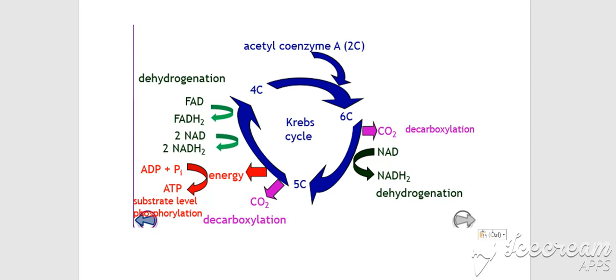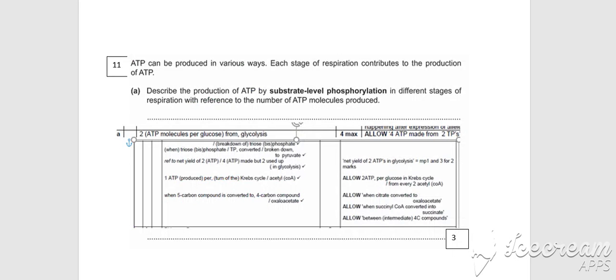A molecules. Substrate level phosphorylation occurs because 1 lot of ATP is produced during each cycle of the Krebs cycle. So 1 ATP is produced per turn of the Krebs cycle or per acetyl coenzyme A entering the cycle, and this is when the 5-carbon compound is converted to the 4-carbon compound or the oxaloacetate.